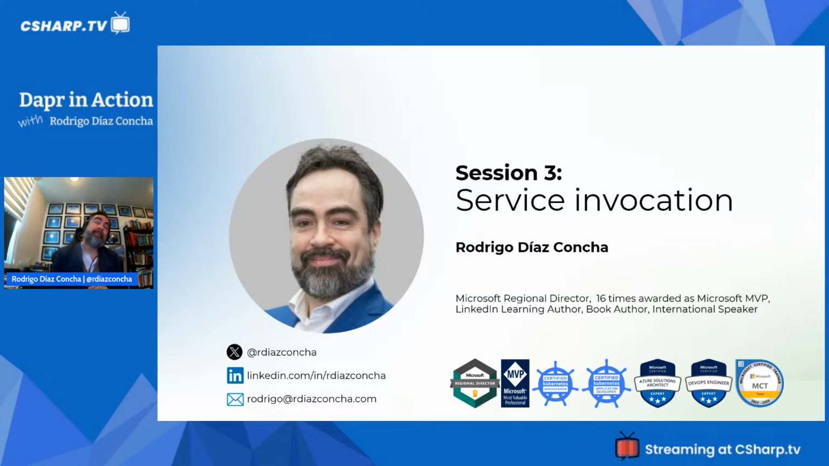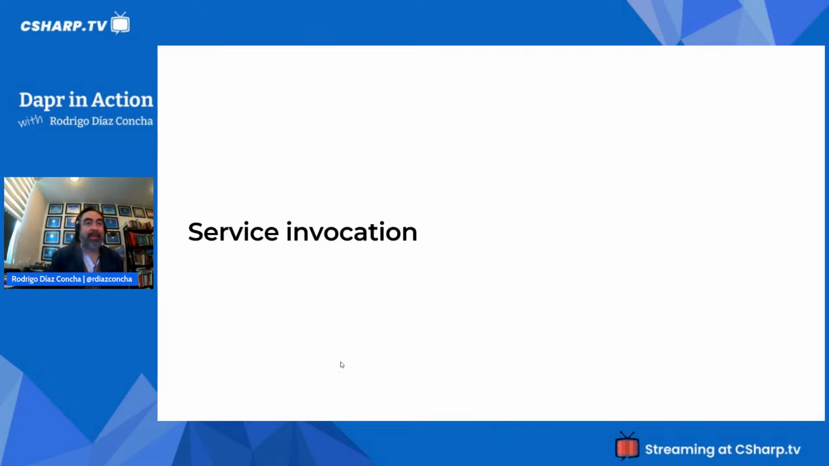But yeah, I believe software architecture is all about trade offs, and sometimes you have to communicate between those two services. And that's why today we're going to see the service to service invocation building block, or service to service communication building block, also known as the service invocation building block.